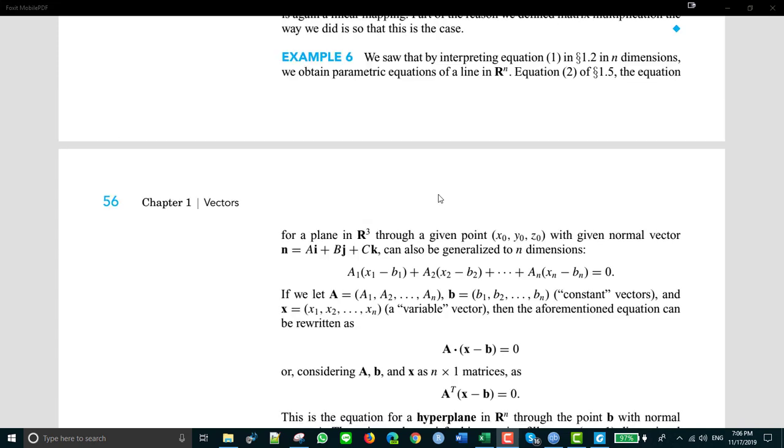Now, before we saw the equation of a plane, and it looked something like this, but this is what we call a hyperplane, the equation of a hyperplane, because it's in n dimensions.